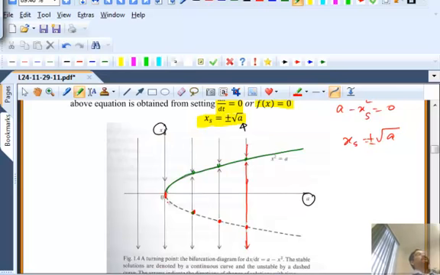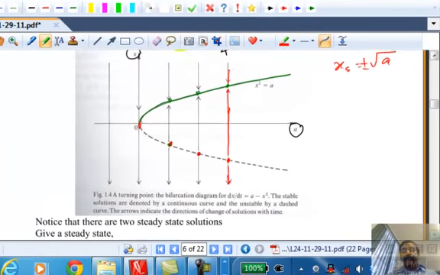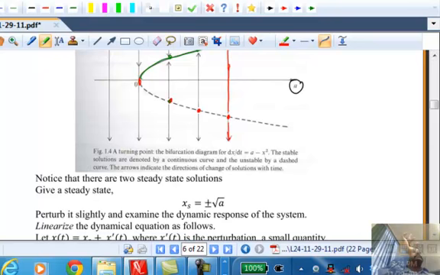For a less than 0, there is no solution. For a greater than 0, there are two solutions. One is stable, one is unstable. How do I know that? I just made the claim that the upper solution is stable, but the lower solution is unstable. How do I mathematically show that? The concept is I perturb the steady state and see whether the trajectory goes back to that particular steady state.